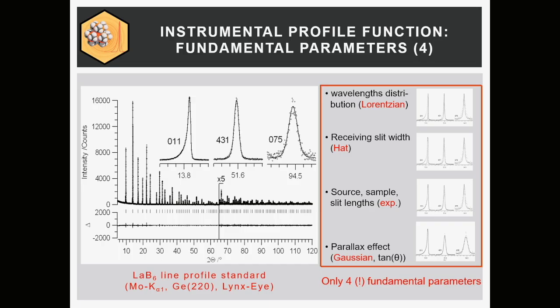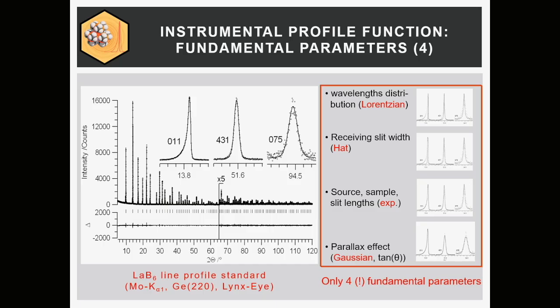I'd probably use another powder pattern because I did this already 10 times, so I can't see it anymore. It's a beautiful powder pattern. It's only four parameters to describe the entire powder pattern. It's a LaB6 profile. It's a very high resolution recording. It's a Bruker molybdenum K-alpha-1 with a germanium 220 monochromator in the LynxEye.